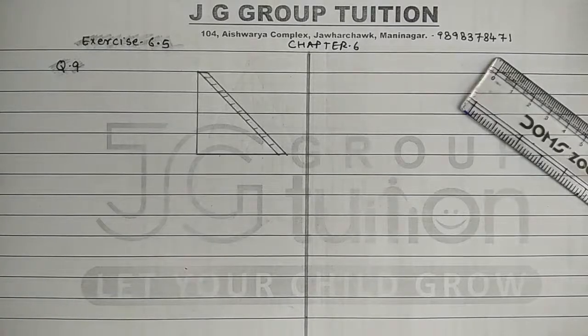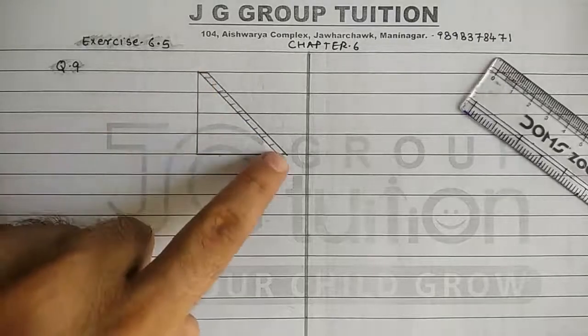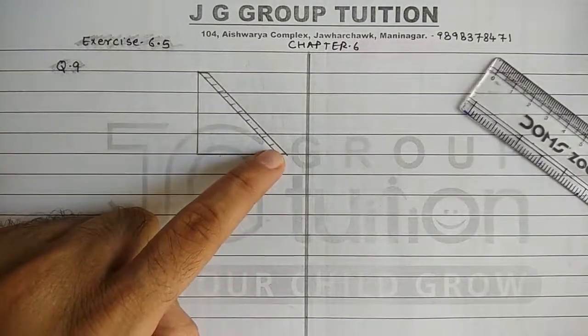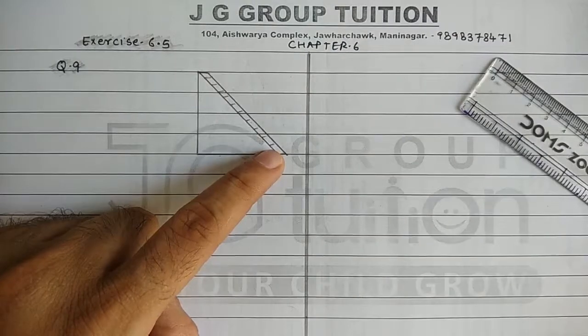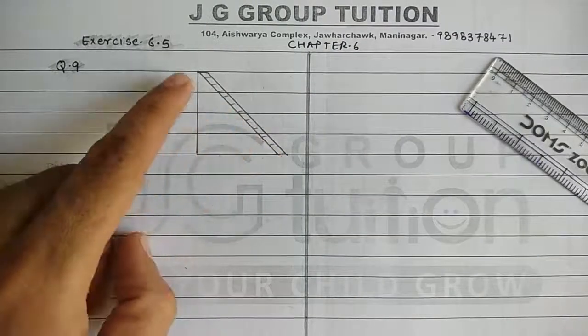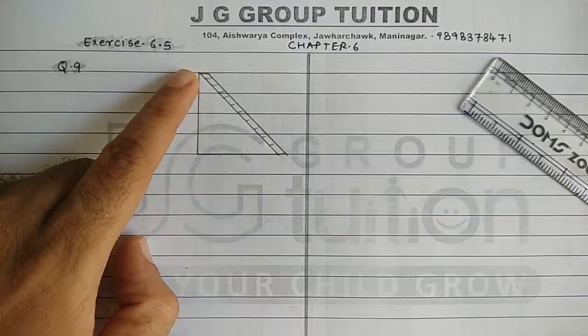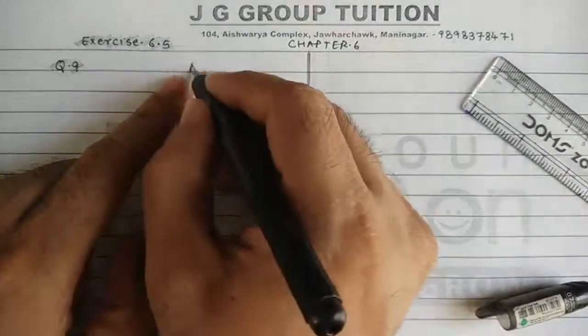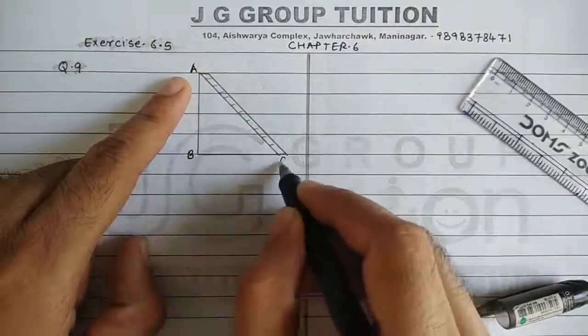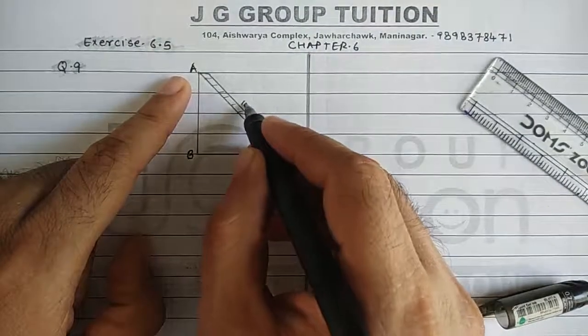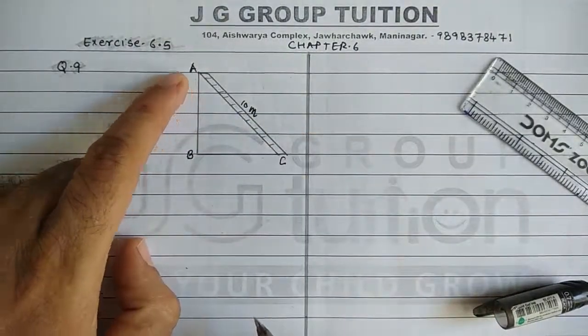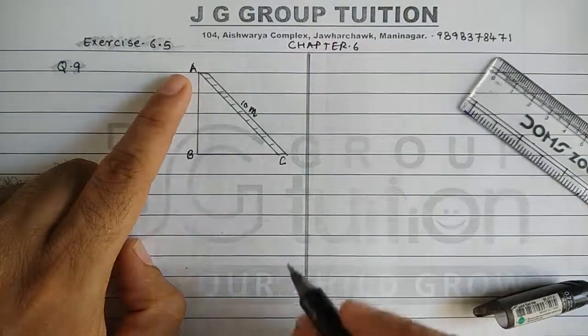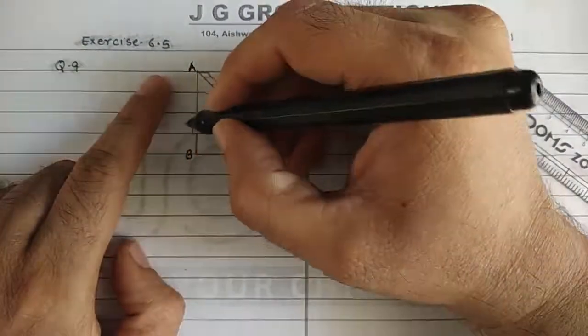Hello students, let us continue with question number 9 of this exercise 6.5. It is said that a ladder which is 10 meter long, this is the ladder. The length of the ladder is given 10 meter, reaches a window 8 meter above the ground. Here we should consider a window. If I give the name ABC, so AC is considered as the ladder which is 10 meter in length. Point A has a window which is 8 meter above the ground.